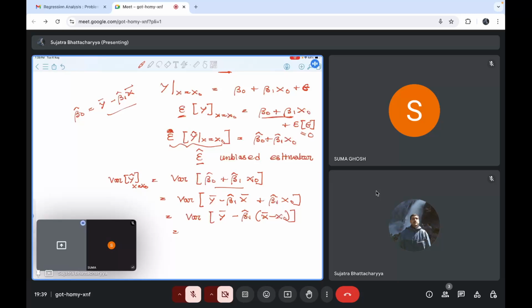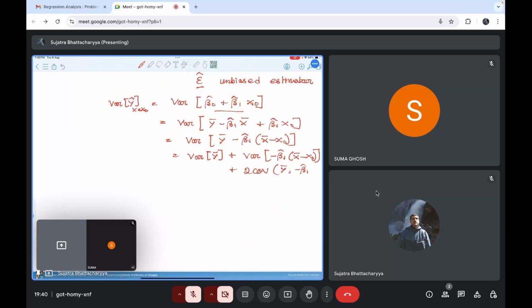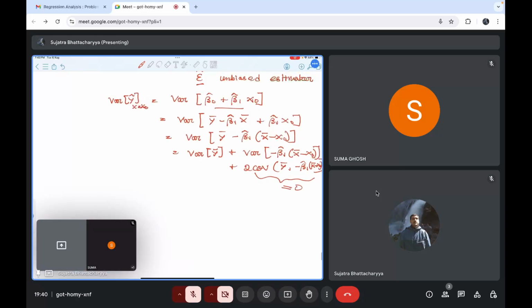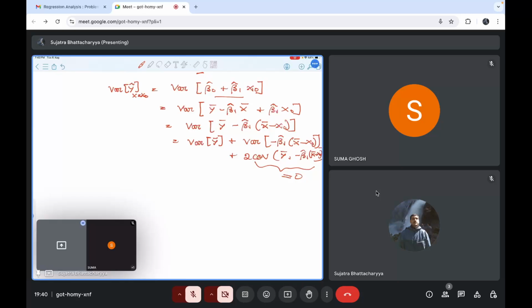So there are two variables, variance of A plus B. If you do, then it becomes variance of y bar plus variance of minus beta 1 hat times (x bar minus x naught). I've taken the minus inside, plus two covariance of y bar and this minus beta 1 hat at (x bar minus x naught). This covariance generally is equal to 0. We have to see it, but I am not proving it right now. You can check the lectures.